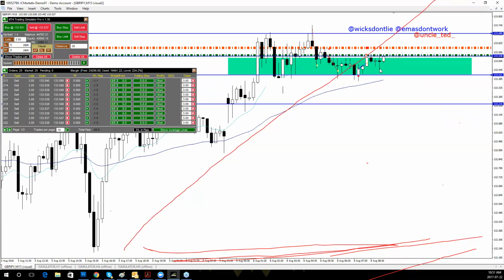Okay, so we made a lower low and then come on. Come on. Push down. Push. Once it breaks this support, we are going down. Yeah, 100%. Let's go. Let's go. I did not expect that from you, Ted.